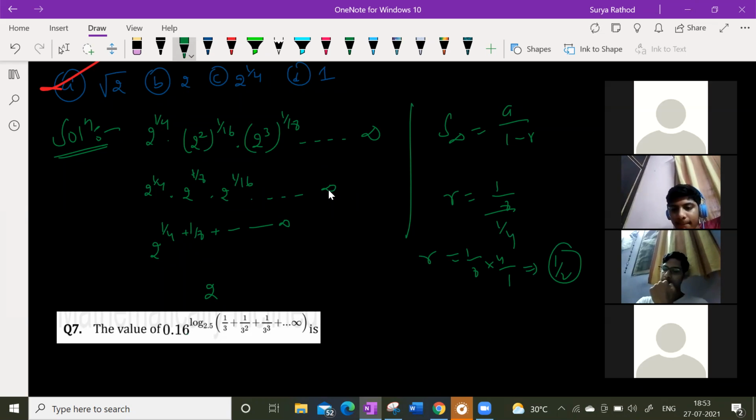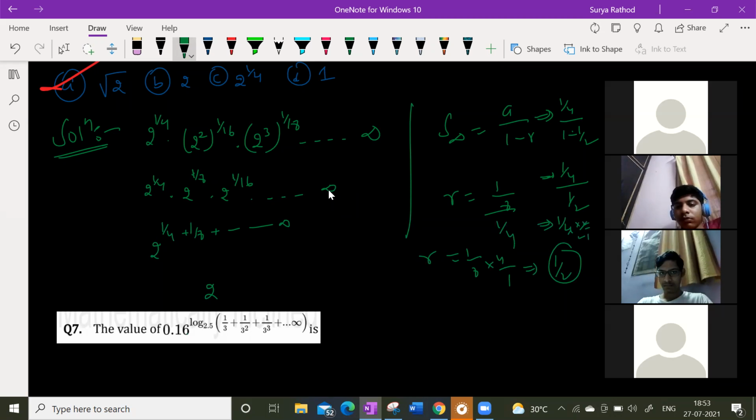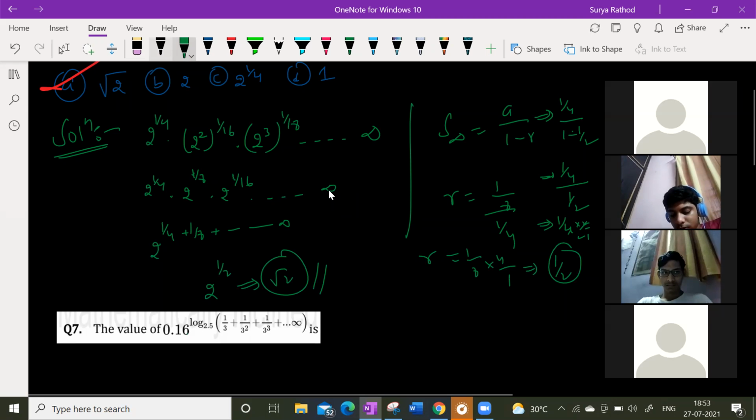2 to the power of, so 1 by 4 minus 1 by 2. Taking 1 minus half leaves 1 half, so 1 by 4 into 2 by 1 is 1 by 2. So 2 to the power of 1 by 2 remains, which is √2. Did you understand? Are you able to understand, guys?